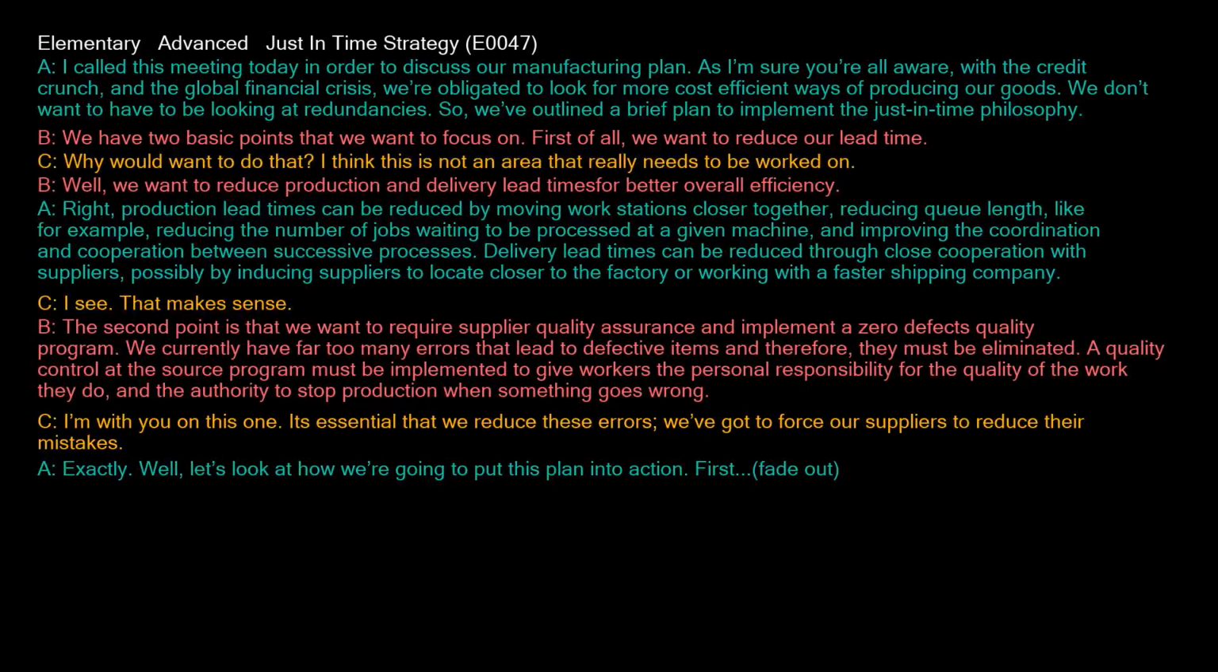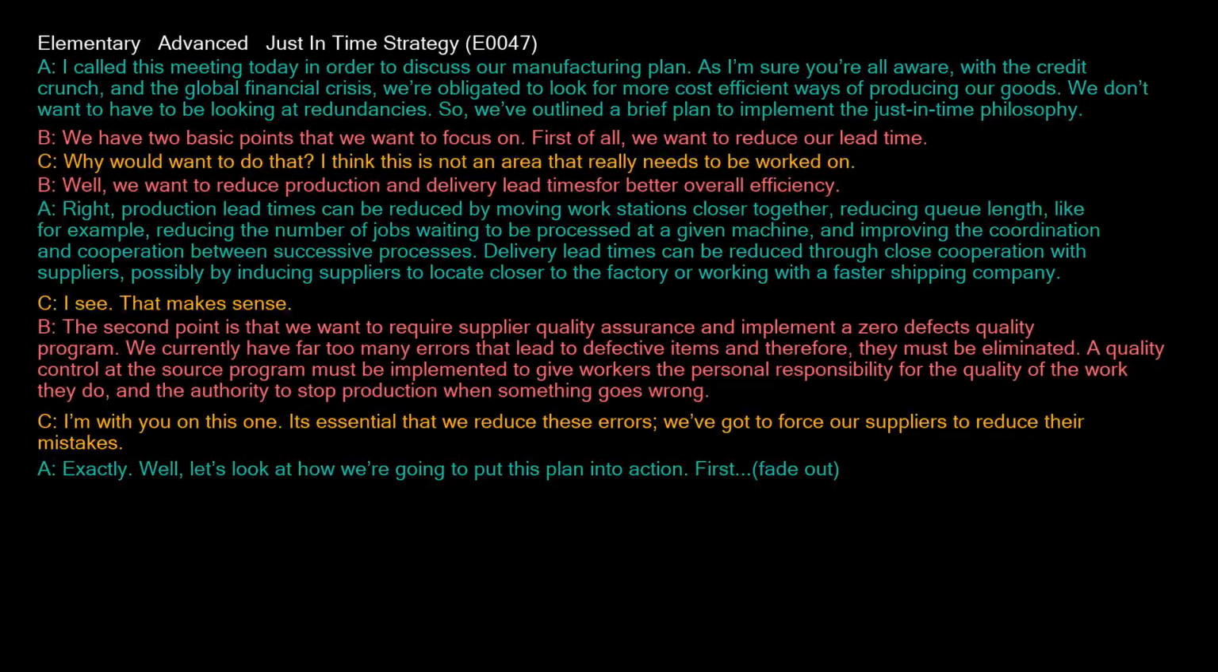I called this meeting today in order to discuss our manufacturing plan. As I'm sure you're all aware, with the credit crunch and the global financial crisis, we're obligated to look for more cost-efficient ways of producing our goods. We don't want to have to be looking at redundancies, so we've outlined a brief plan to implement the just-in-time philosophy. We have two basic points that we want to focus on.